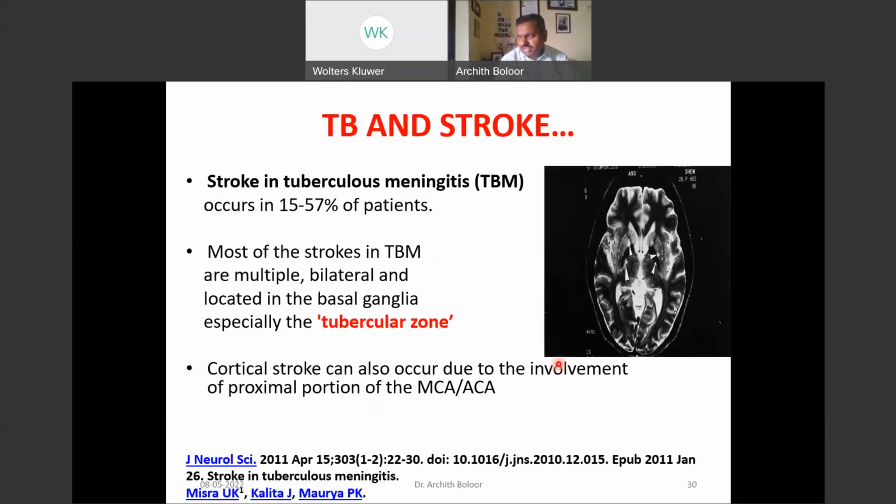TB and stroke. In TB meningitis, as high as 57% of the patients can develop stroke. Now, very importantly, this is an important thing. That's why in TB meningitis, we put the patients on aspirin and even steroids in the beginning. Aspirin is recommended because as high as 57% of them can have some deficits, usually pertaining to the basal ganglia region, and they have some sort of a pseudobulbar pattern that could be seen.